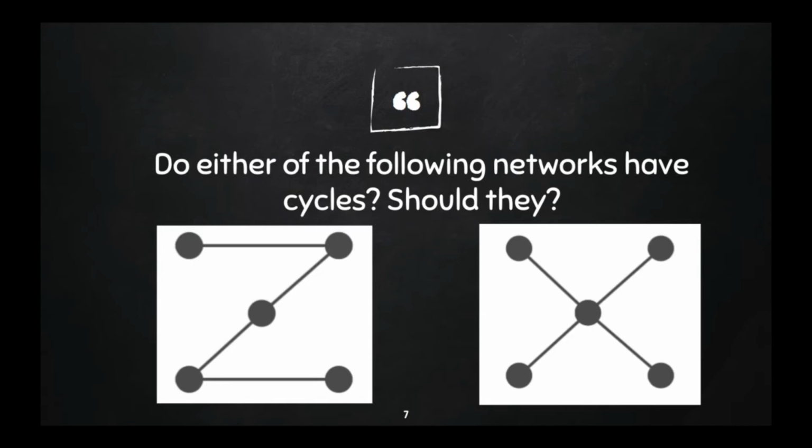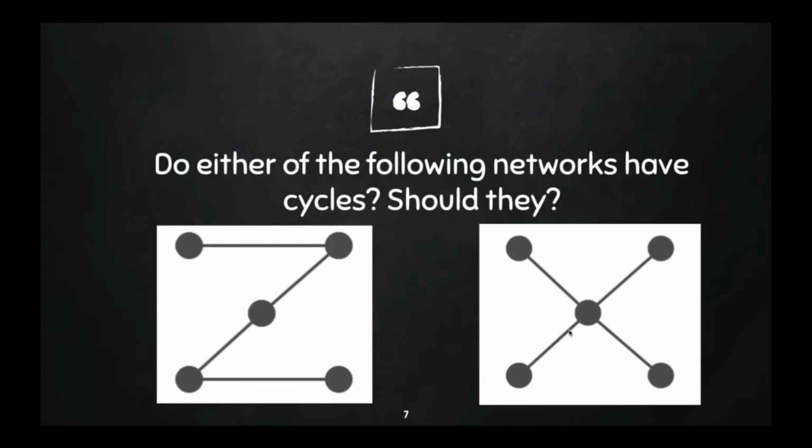Okay, so let's look at them. In this one, can you start and stop at the same edge by following a single pathway without crossing an edge more than once? No, you can't. Same thing here. You would have to cross an edge no matter where you started to get back to that. So neither one of those has a cycle.